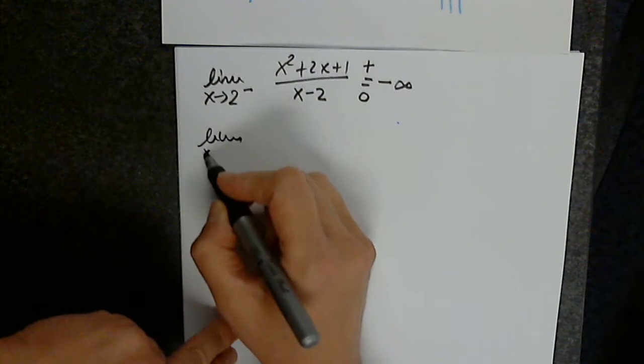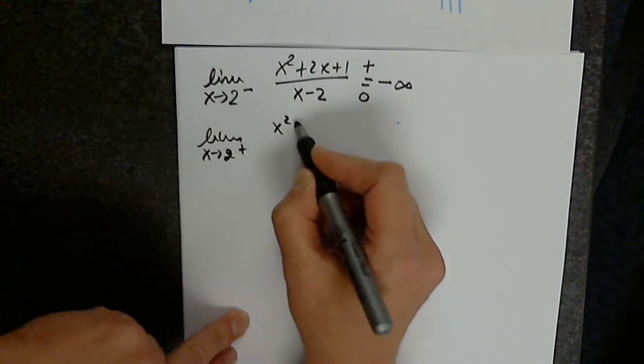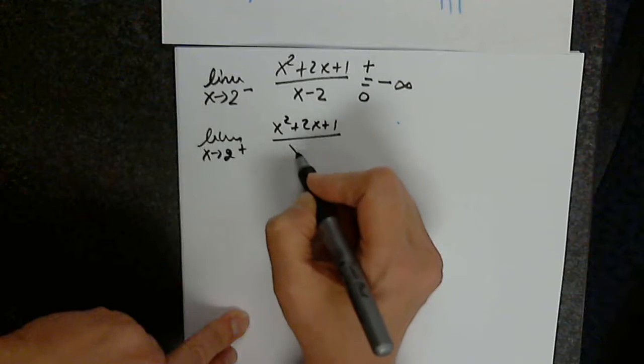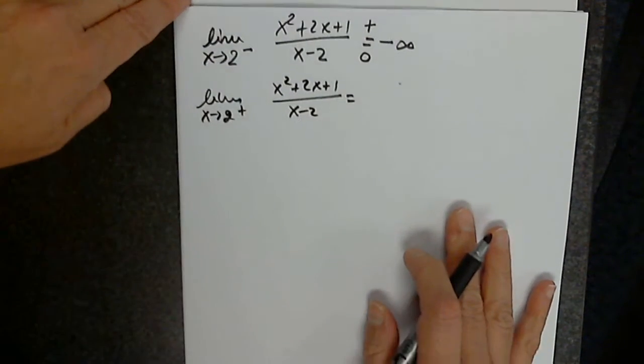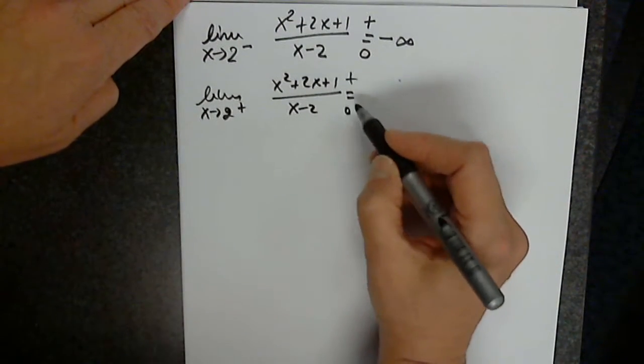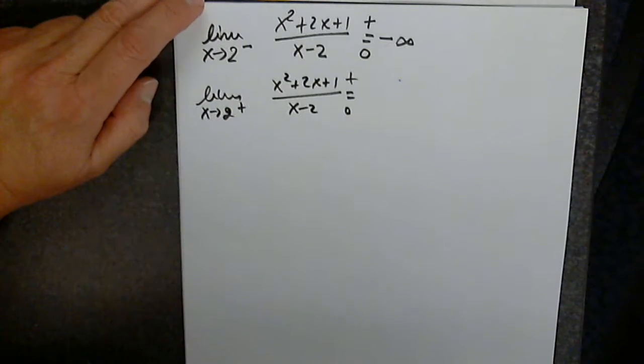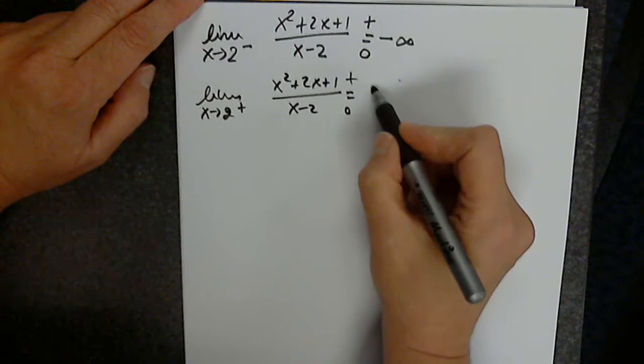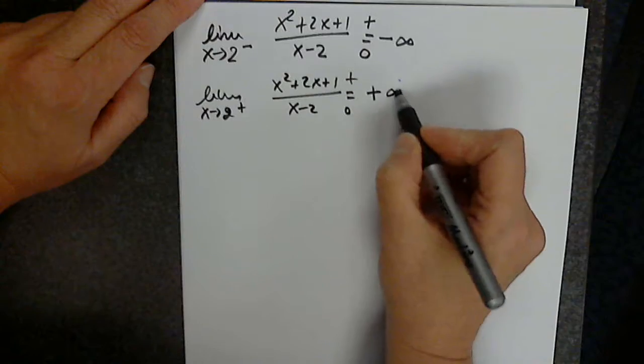Then the limit as x approaches 2 from the right, of x squared plus 2x plus 1 over x minus 2, is still plus over 0. But 2 from the right is positive, right? Good.